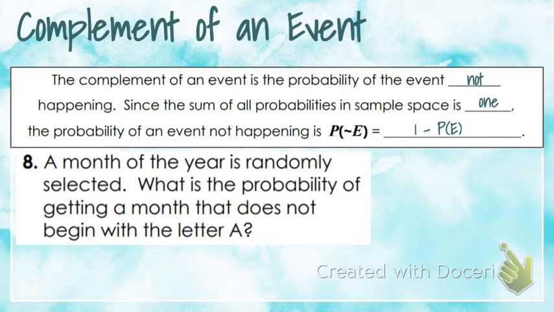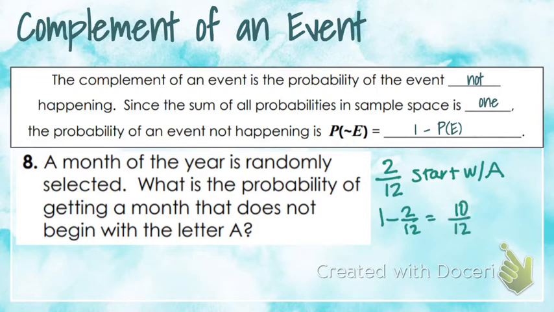Number 8, a month of the year is randomly selected. What is the probability of getting a month that does not begin with the letter A? So the months that begin with A are April and August. There are 12 total months, so 2 out of 12 start with A. So that means that 1 minus 2 out of 12 do not start with A. So 10 out of 12 or 5 out of 6 will not start with A.